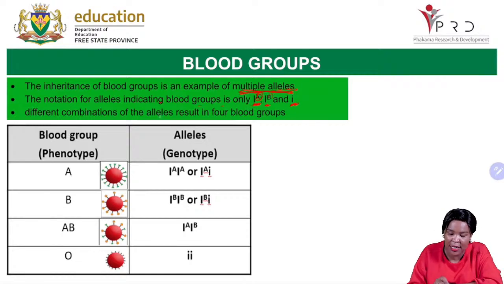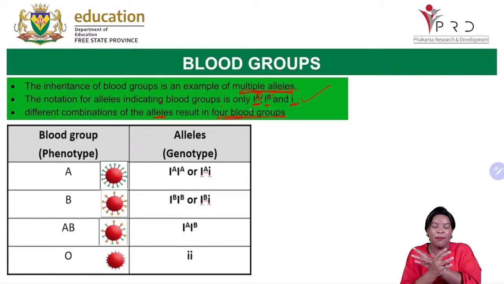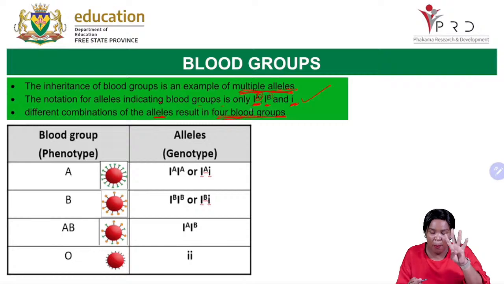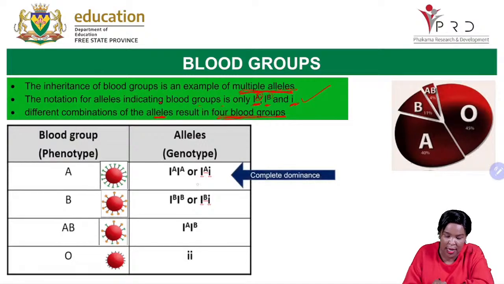Now, different combinations of these alleles result in 4 blood groups. So these are just the letters that you use. Then when you combine them, they will give you 4 blood groups. So let us take the first combination. The first combination is this one. It shows you complete dominance.